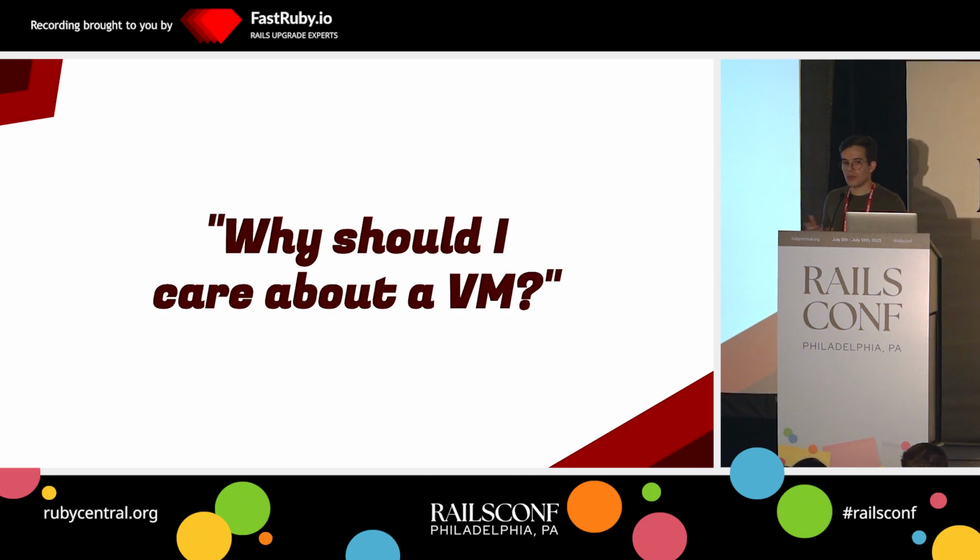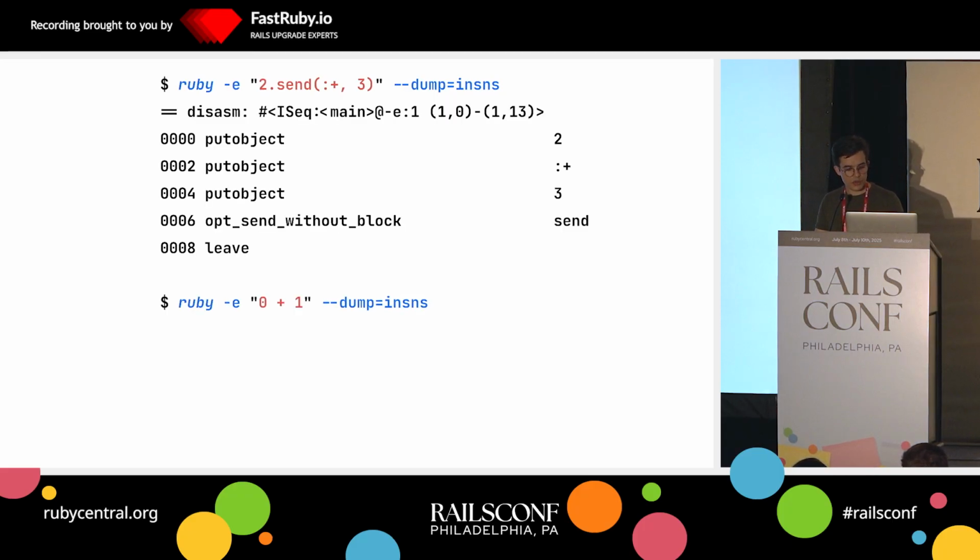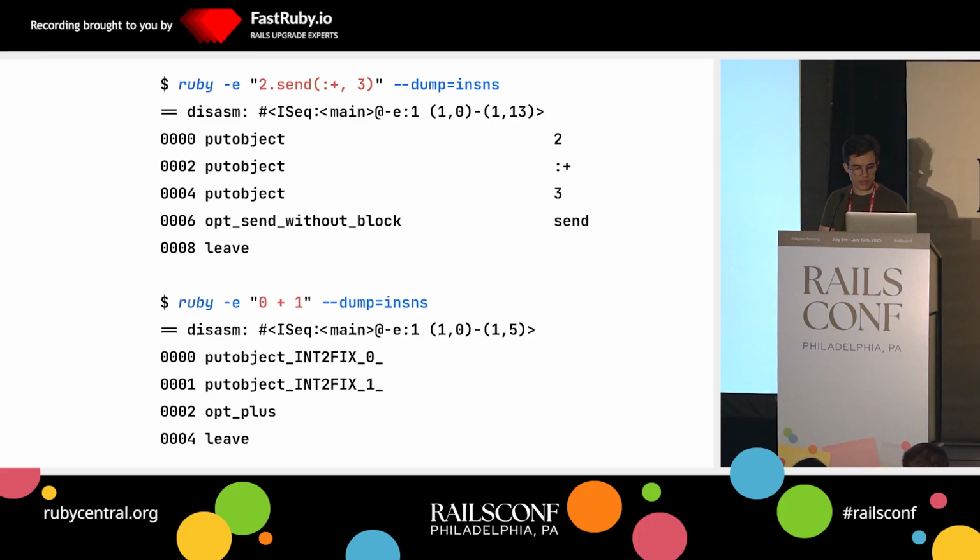Okay, but why should I care about a VM then? Well, take this example. These are the instructions for the expression 2.send plus and 3, like 2 plus 3. And these are the instructions for 0 plus 1. Can we spot the difference?